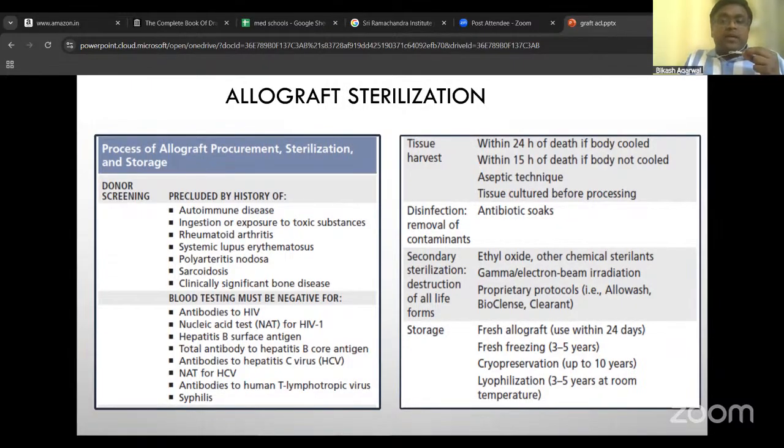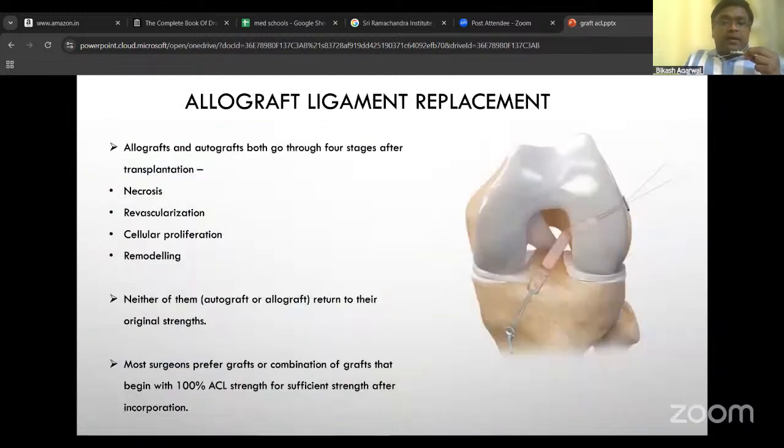The graft should be harvested within 24 hours of death, and within 15 hours if the body is not cooled, and should be harvested in an aseptic technique. Now, allograft and autograft both go through 4 stages of transplantation. In the first stage, there is necrosis, then revascularization, then cellular proliferation, and remodeling. This whole process is known as collagenation, and it takes around 6 weeks to 3 months. Neither of them is usually said to return to the original strength.